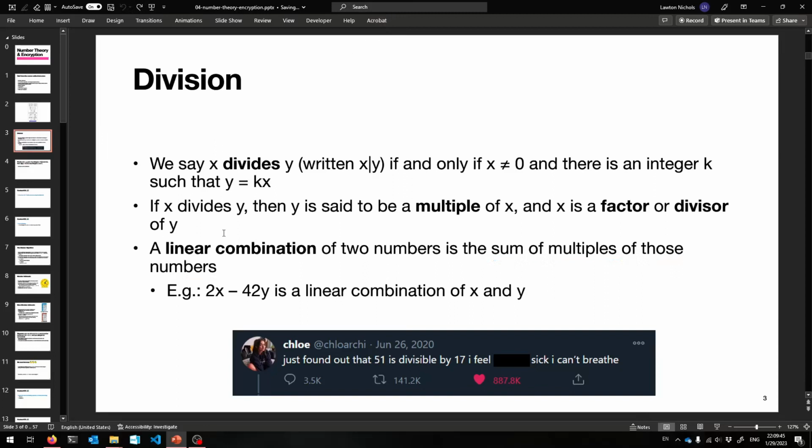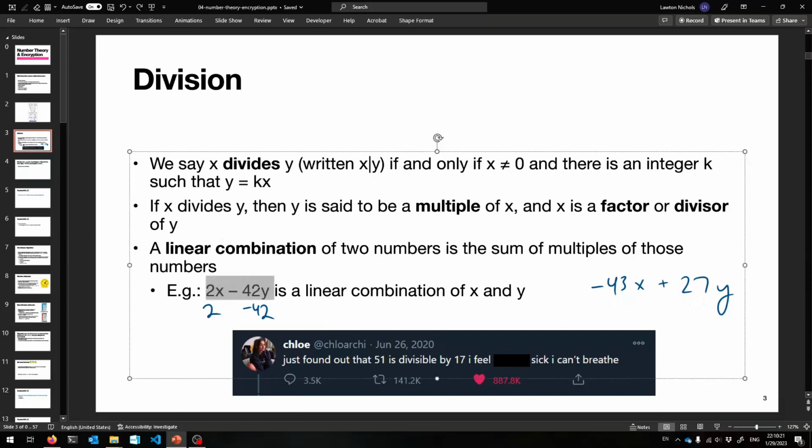All right? So 2x minus 42y, that's a linear combination of x and y because the coefficient out in front of x is 2 and the coefficient out in front of y is negative 42. You're just kind of adding them together. So anything that involves two integers times your variables, like, how about negative 43 this time? Negative 43x plus 27y. This would also be a linear combination of x and y. x and y are taken to the first power, and then I'm multiplying those by some constant out in front that is a whole number. I guess it technically doesn't even have to be a whole number, but at least in this class I think we're going to care most about linear combinations with whole number coefficients.